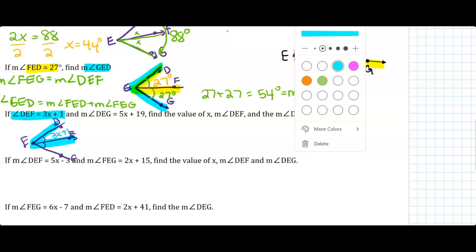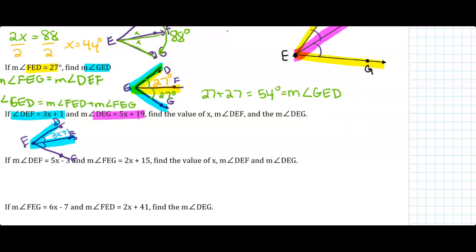And DEG is 5x plus 19. DEG, and so that entire angle is 5x plus 19. It's important to use something to help you remember how to name them, maybe tracing them in different colors, or even just labeling your picture so you can see what pieces you have. For this problem, 3x plus 1 does not equal 5x plus 19 because 5x plus 19 is the entire angle.